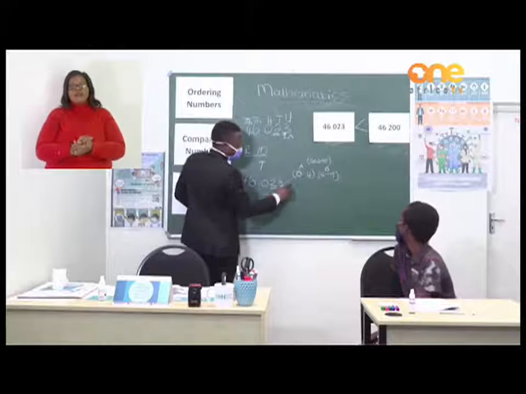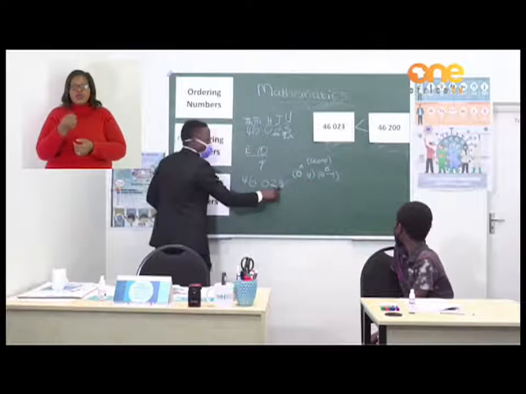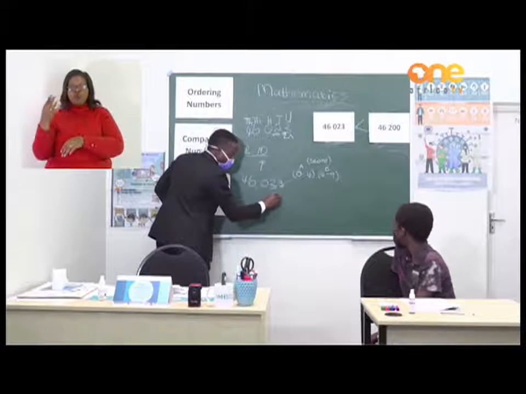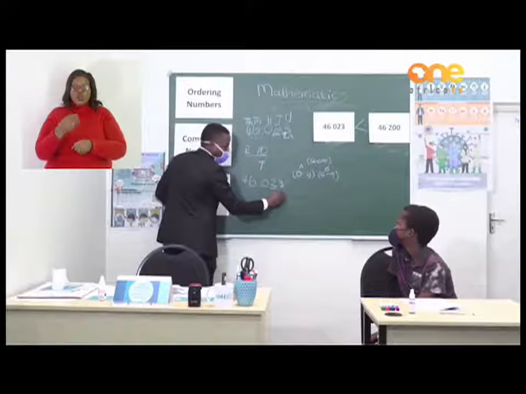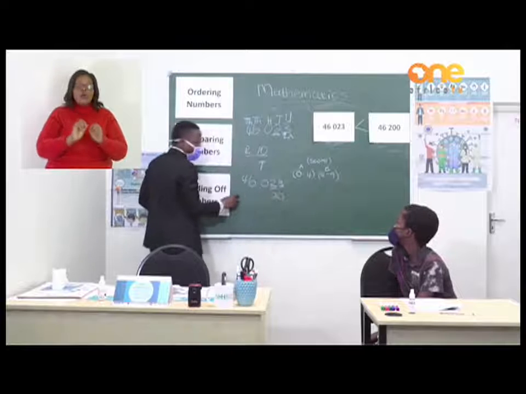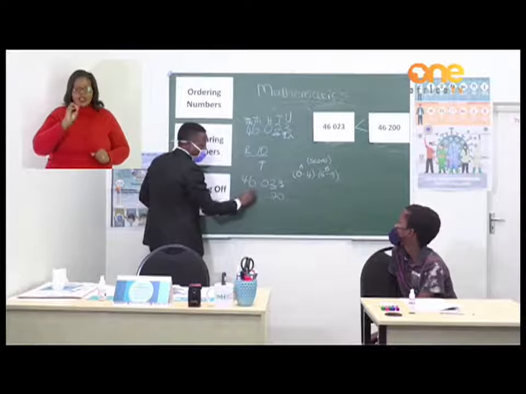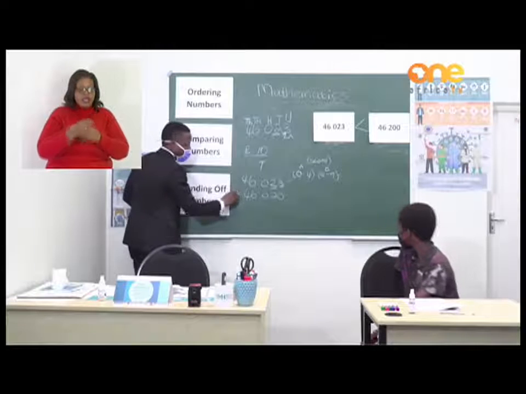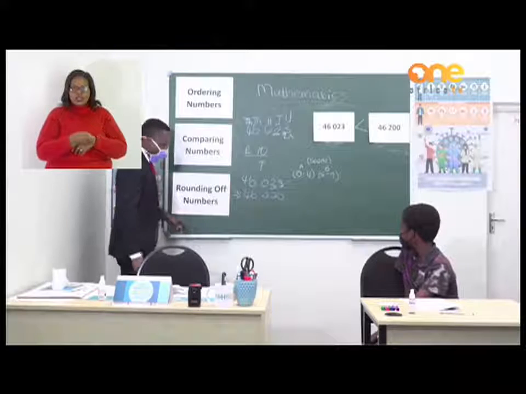I can see that 3 falls in this category. So 3 cannot change 2. 2 will remain the same. In the place of 3, I put a 0. The numbers that come before, I write them as they are. And this is your answer.